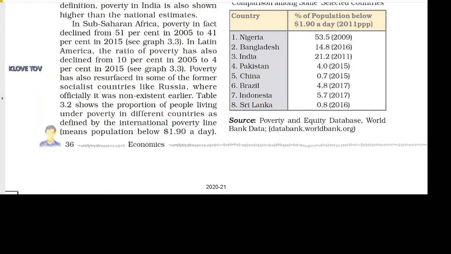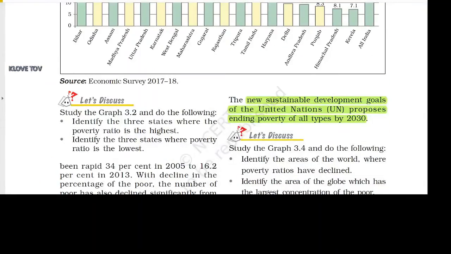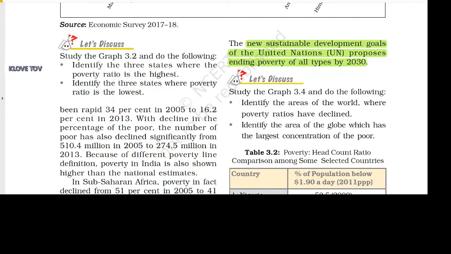Table 3.2 shows the proportion of people living under poverty in different countries as defined by the International Poverty Line, meaning population below $1.90 a day. The new Sustainable Development Goals of the UN propose ending poverty of all types by 2030.